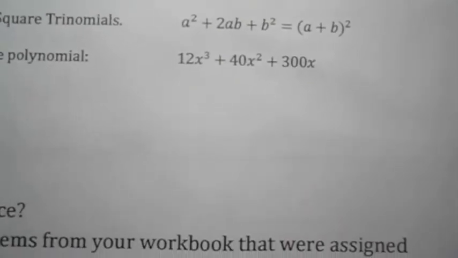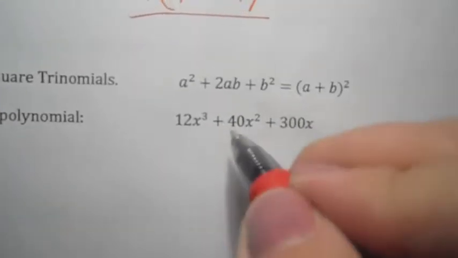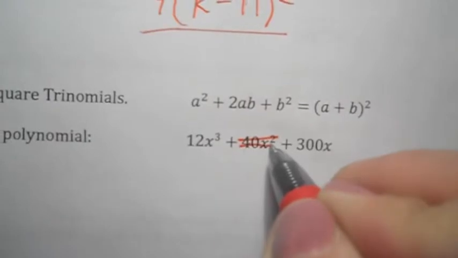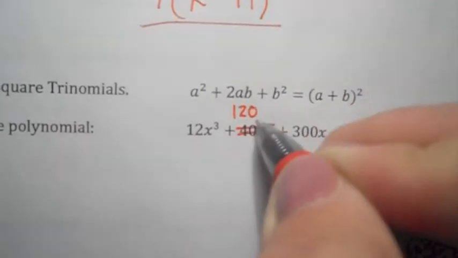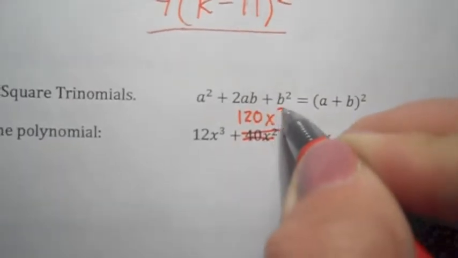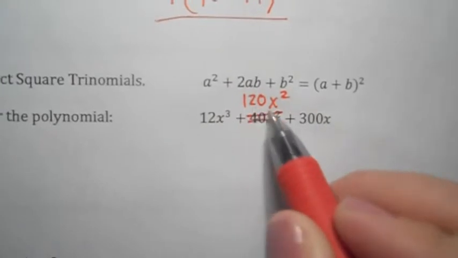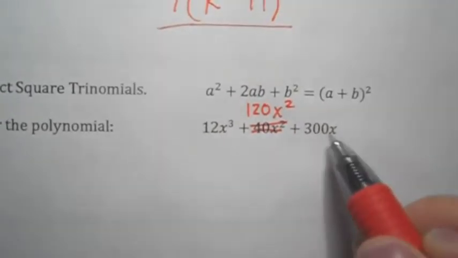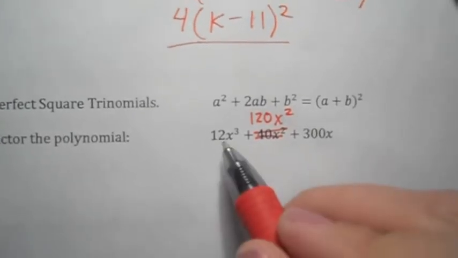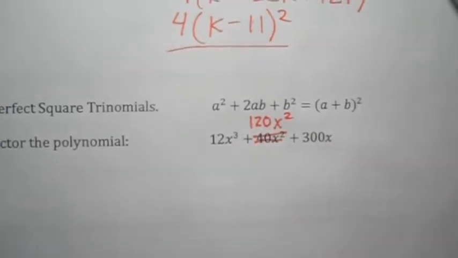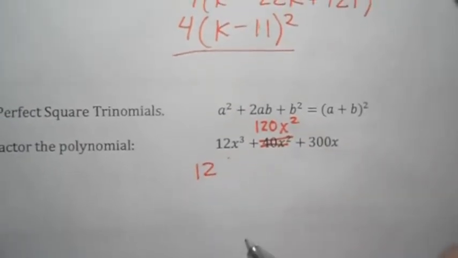See right off the bat that they all have an x in common, but what about these coefficients? We have 12. By the way, if you were in class today, you learned that we were supposed to change this to 120x squared. Okay, so 12x cubed, 120x squared, and 300x. If you have a handy-dandy calculator, and you tried to see if 12 was a factor of everything, then you were very successful.